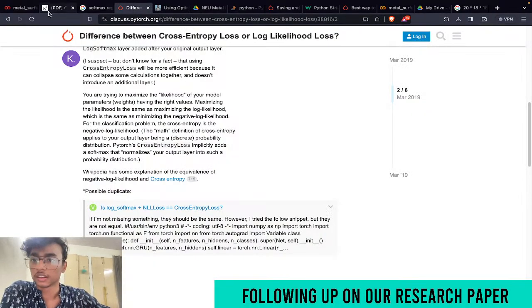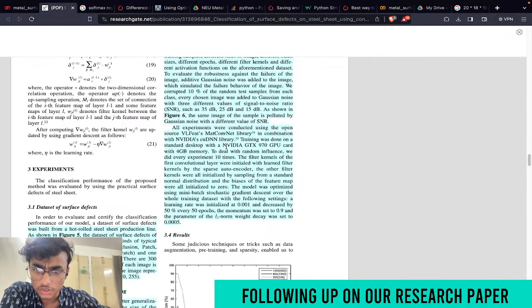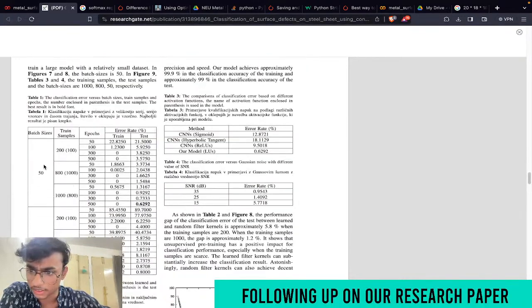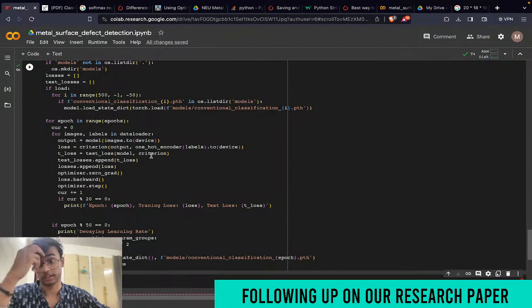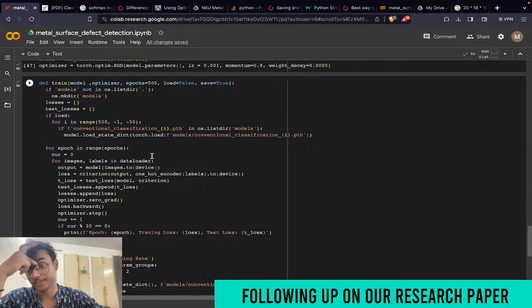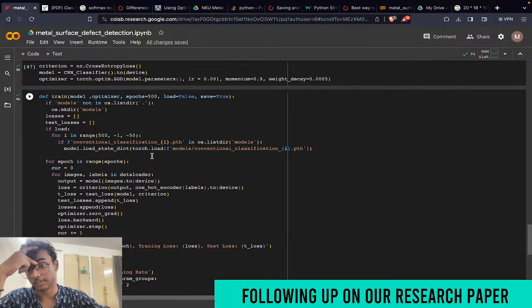What do you think? In the research paper, they said they used a 4 GB GPU, right? How does that work? How does it not work for me? They used a batch size of 50, right? Okay, we'll have to reduce the batch size. We don't have any other option.